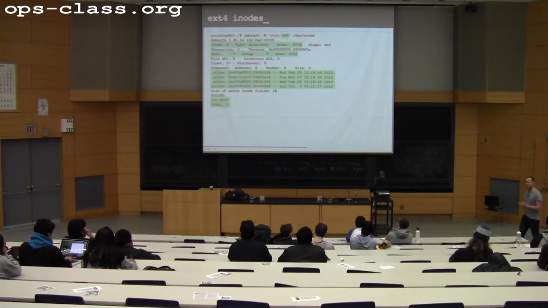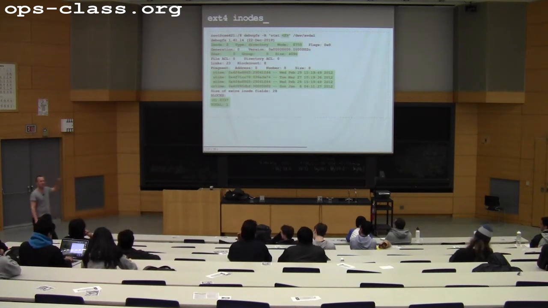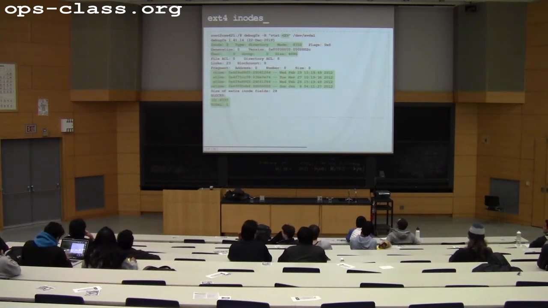Again, whose sysadmin hand is very dirty and could tell me who is user 0? Root. Who's group 0? Wheel. So this directory is owned by the root user. The size of the directory here is what? 4K, right? One block. So I've only allocated one block to this particular directory.